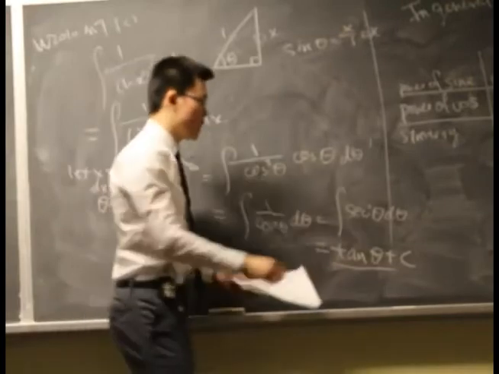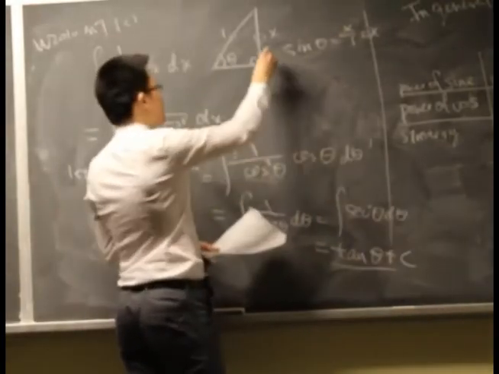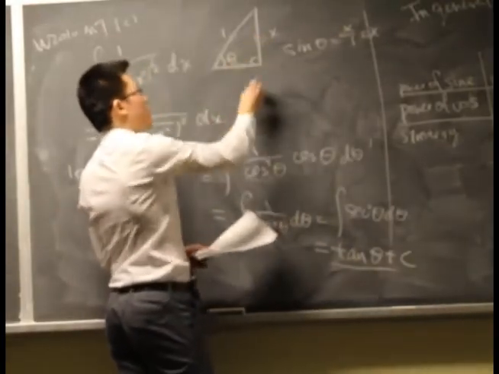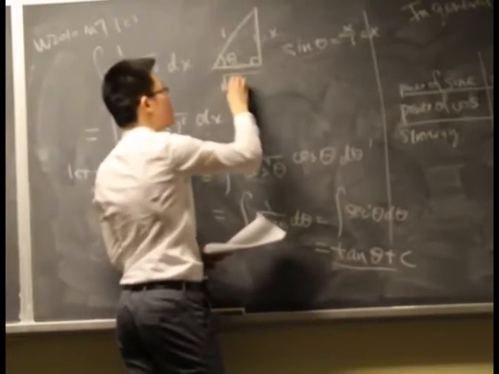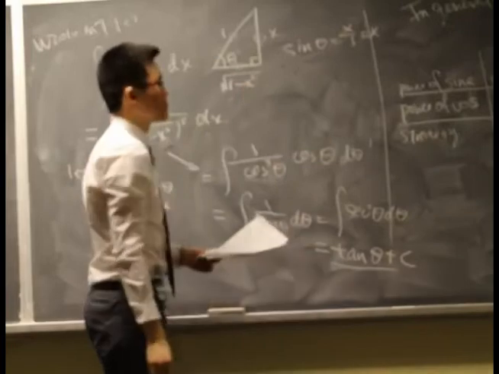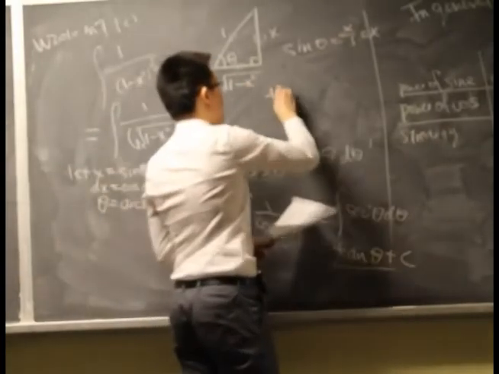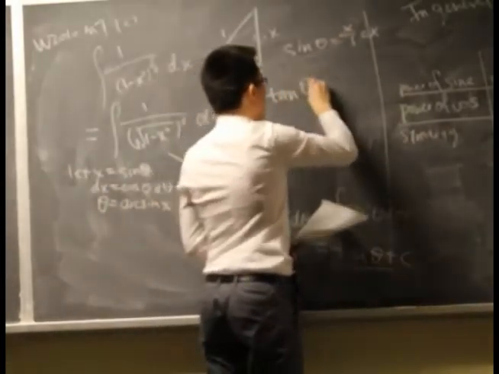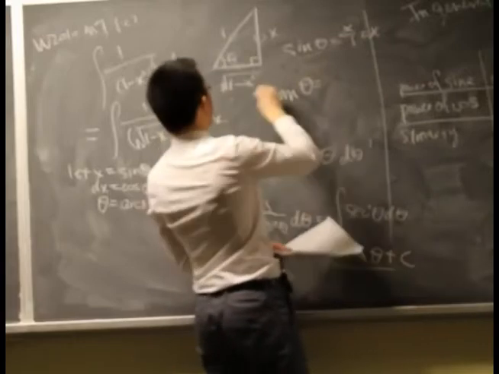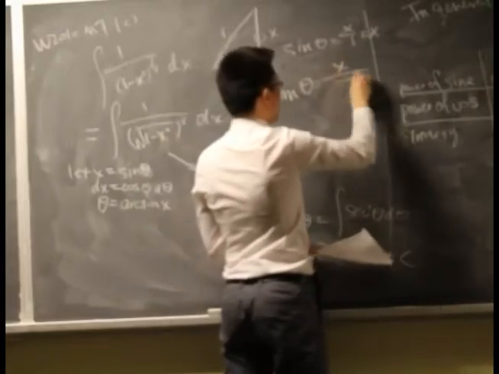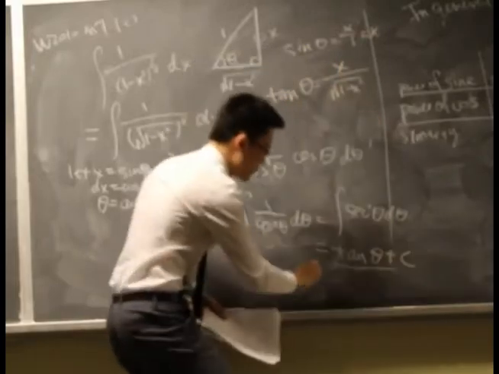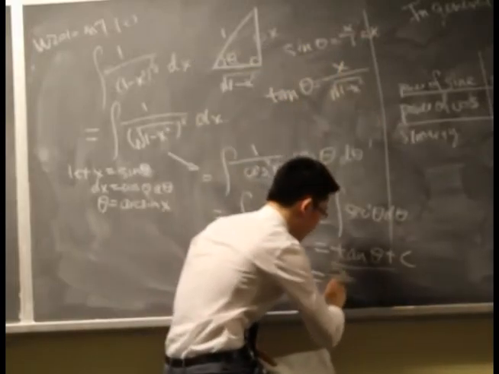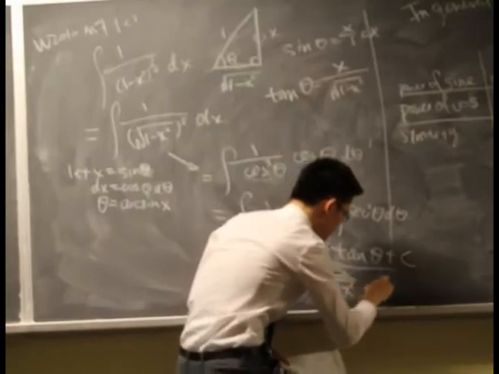And from that, we can figure out what tangent theta is. Tangent theta is just this side over this side, rise over run. And this side right here, by Pythagorean theorem, is square root of 1 minus x squared. Right, so in this case, we can write tangent theta is equivalent to x over square root of 1 minus x squared. And so this expression eventually turns into x over square root of 1 minus x squared plus c.